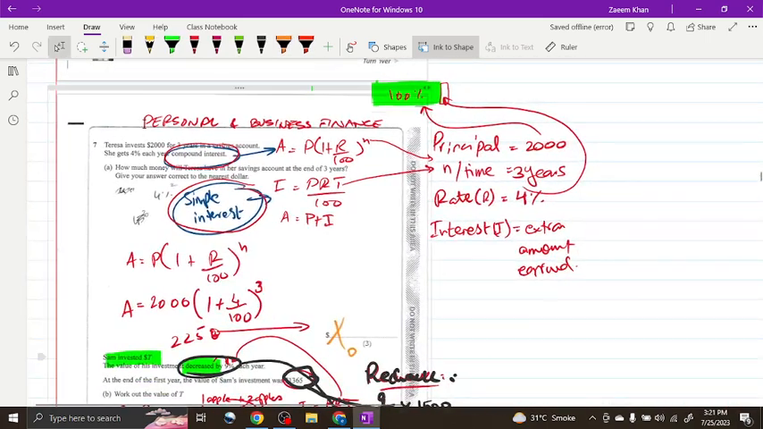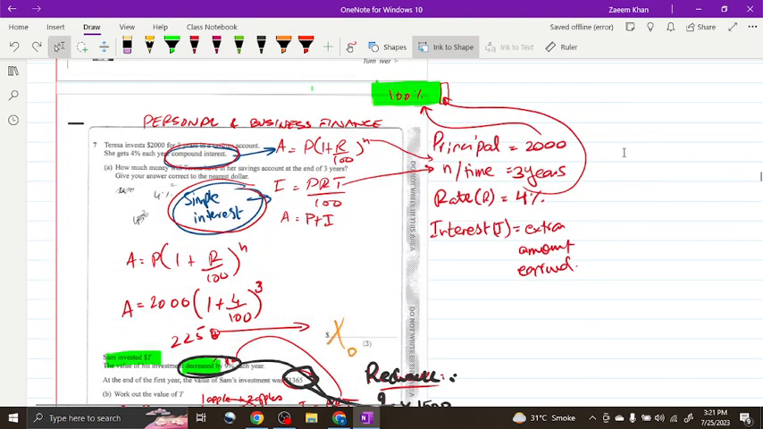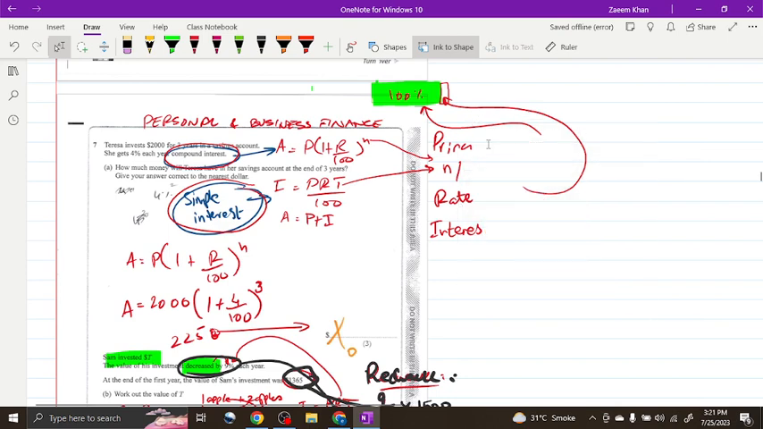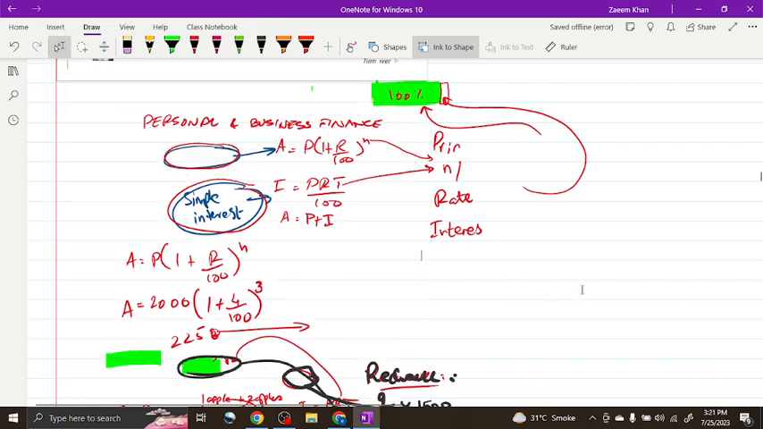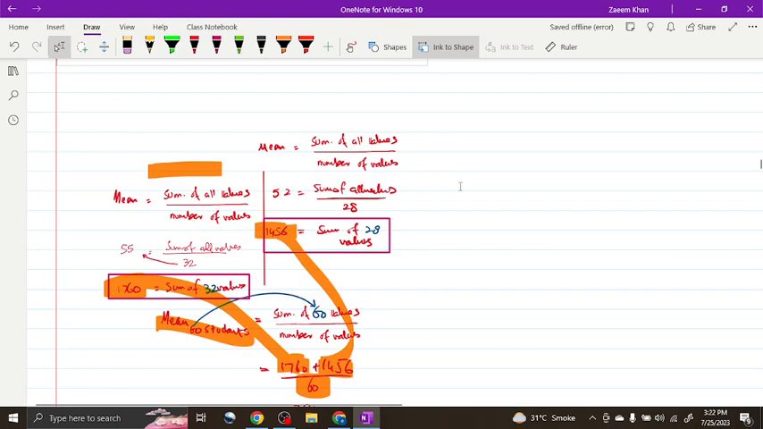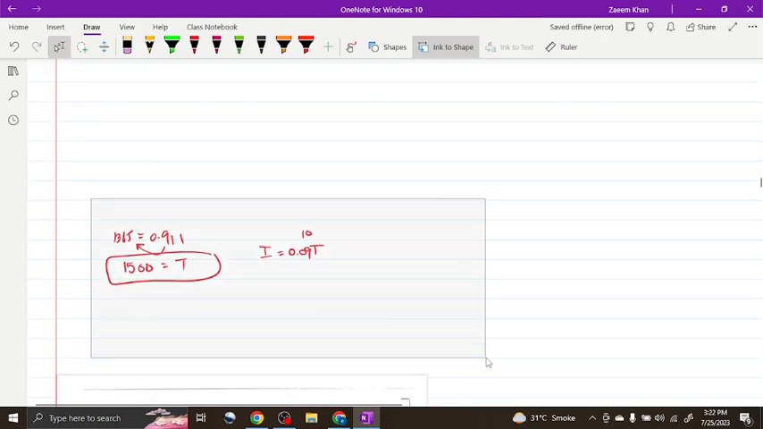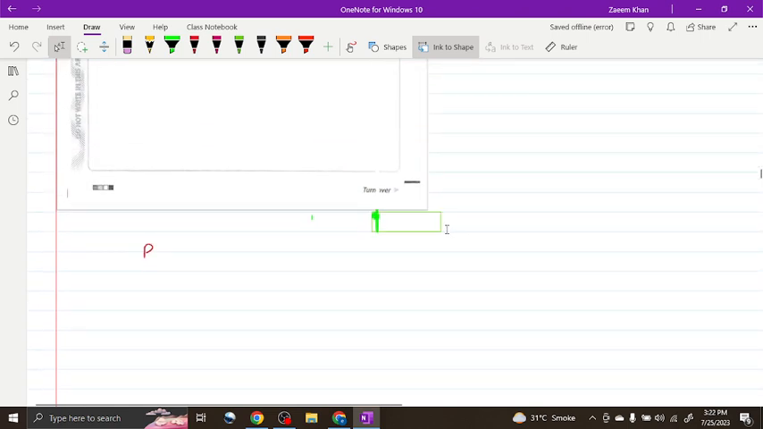We did a personal and business finance question yesterday as well. Can you tell me both the formulas and what each of them represents? I think it was principal. What does principal mean? Like the cost, the amount.